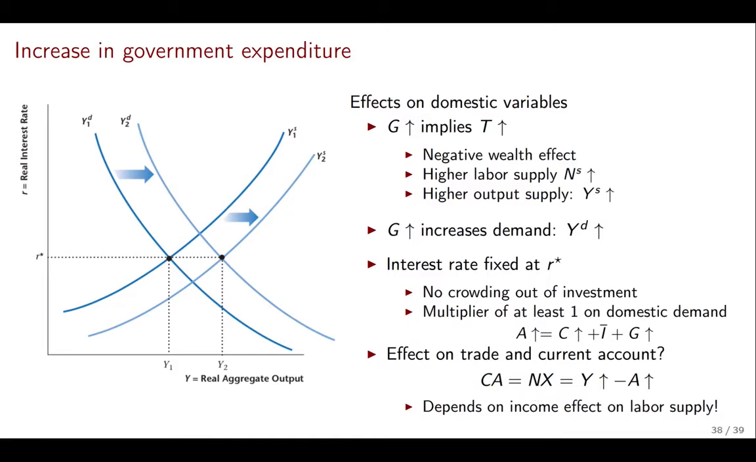And this makes sense. If there is higher demand for goods and services inside the country, but there is not a higher output of goods and services in the country, then goods and services are going to have to be imported from abroad. And that's going to reduce net exports and reduce the current account. So that's the effect of the government expenditure change.